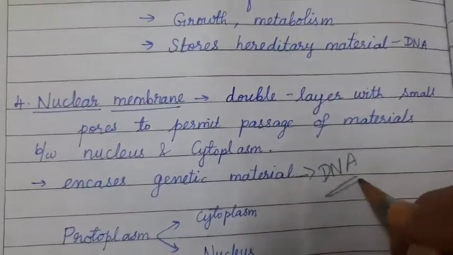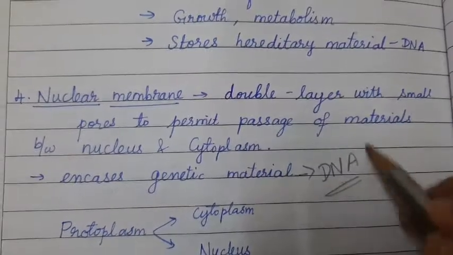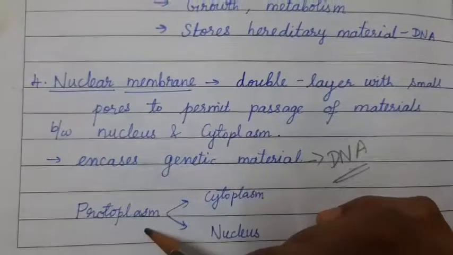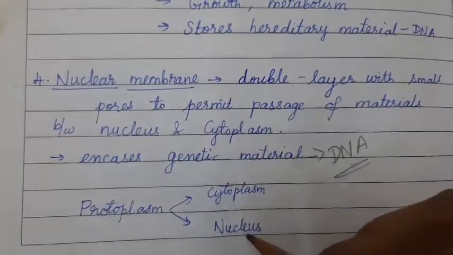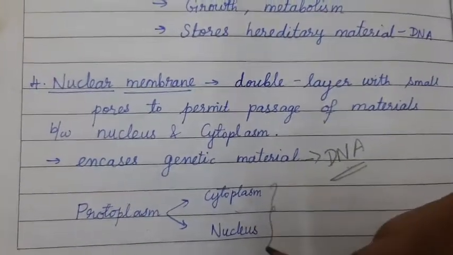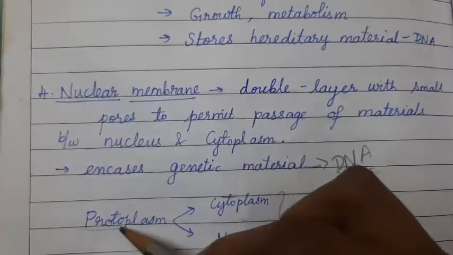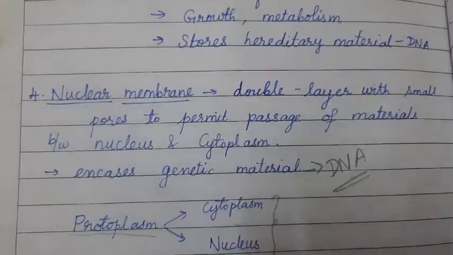Now you find out the abbreviation of DNA. What is the abbreviation of DNA? This is your homework today. Next, I told you already, cytoplasm and nucleus are the two parts of a cell. These two together are called protoplasm.